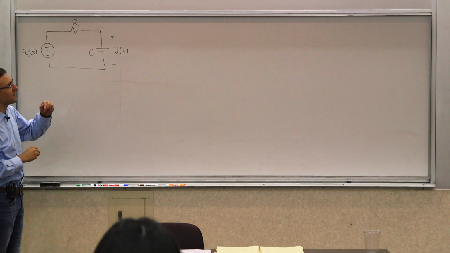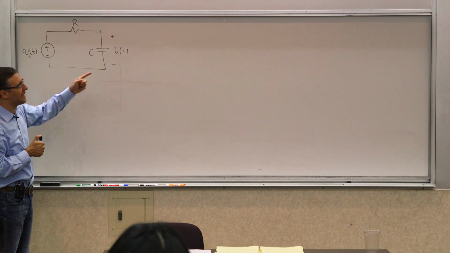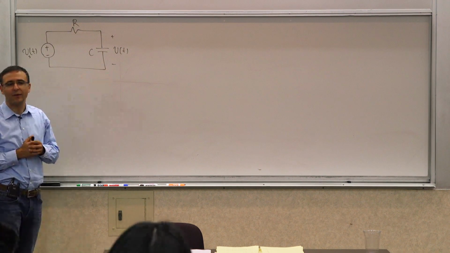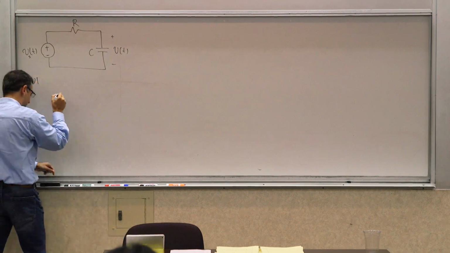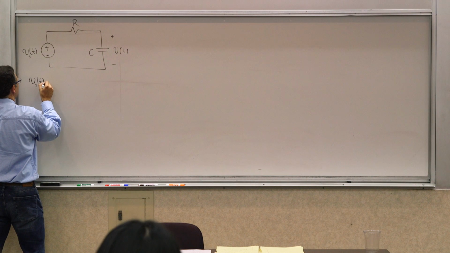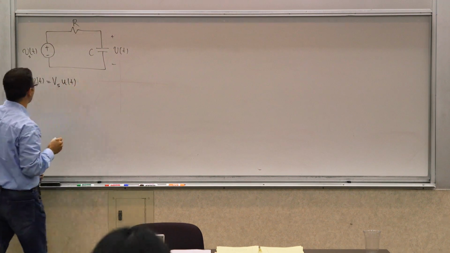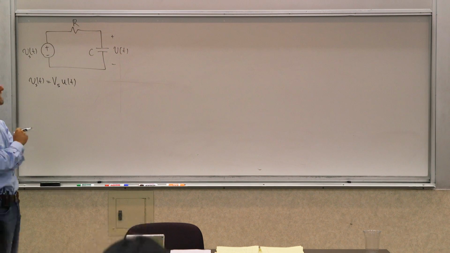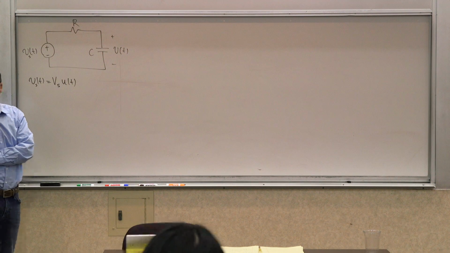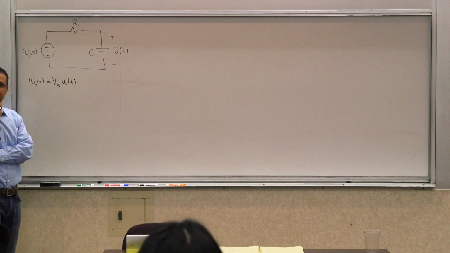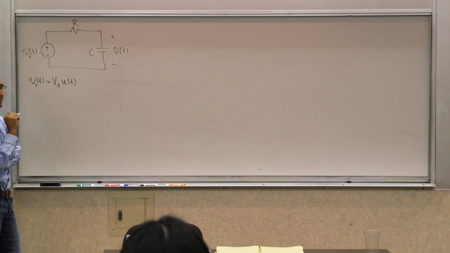Now, why is this different from that? What if I made this a step function? Would that be exactly the same as that? If I look at a step response of this thing, where Vs of t is simply Vs times u of t, is this the same as that circuit where we had the switch here, and a fixed voltage here, and the switch turned on at t equals 0? Yes or no? Is this identical to that?